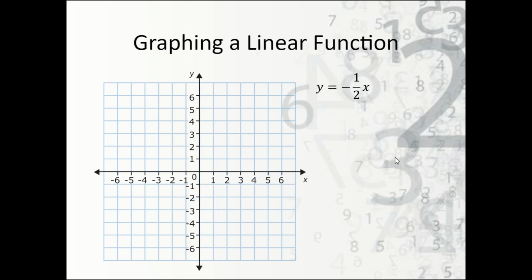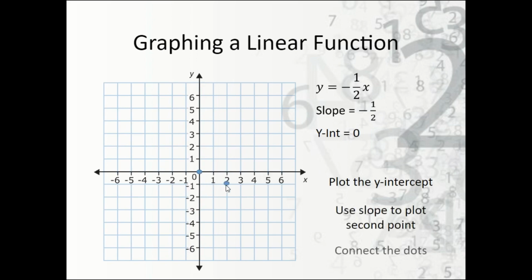Let's look at another example. We have y equals negative 1/2 x. So again, slope is negative 1/2. The y-intercept now isn't showing, so it's just 0. So I plot the y-intercept here at 0. Use my slope, so I go down 1, right 2. Plot my point, connect the dots, and there's my function.